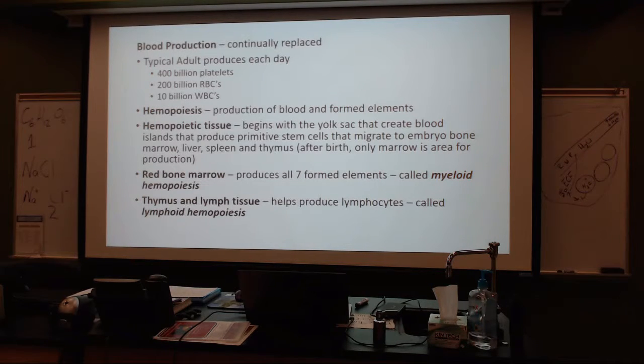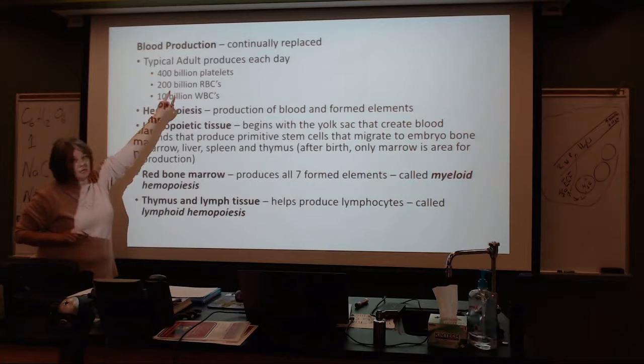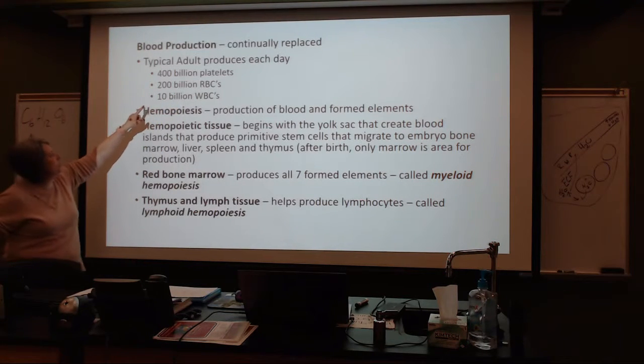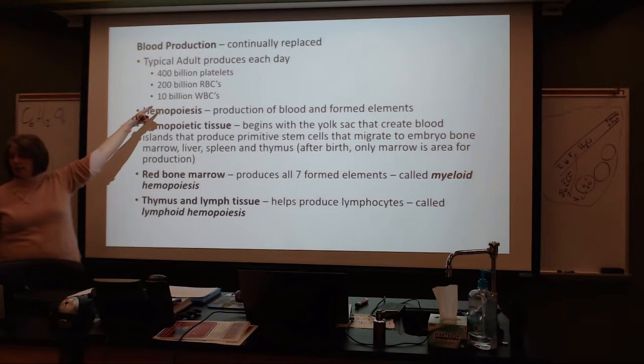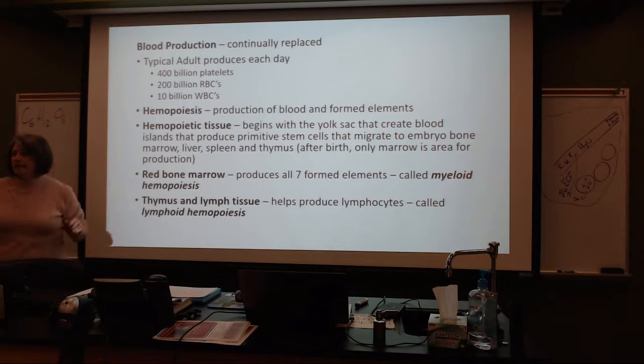I mentioned that the red blood cell at maturity is not going to have the cell components, the cell organelles. When we talk about our production of blood, it is continually replaced. On a typical day, an adult produces 400 billion platelets. I don't know about y'all, but I like to have that in dollars. The same for 200 billion red blood cells. I'll take any of these. And 10 billion white blood cells in a day.